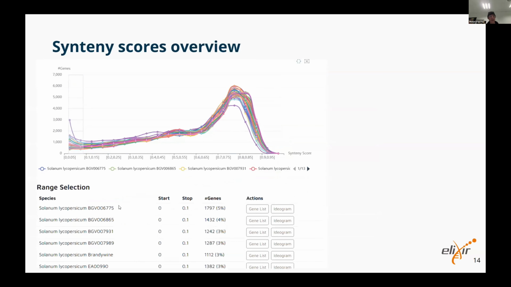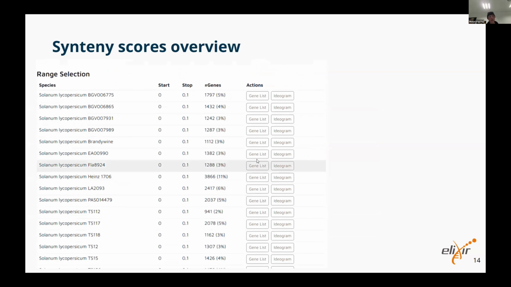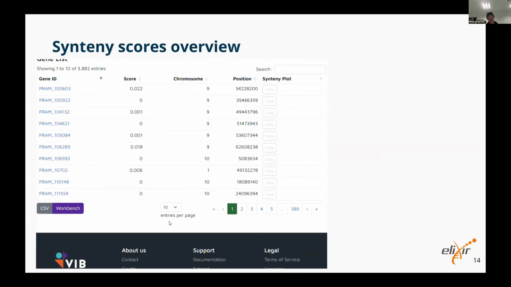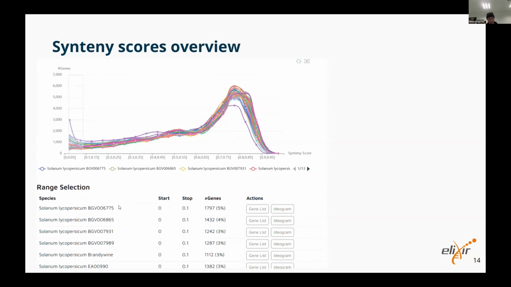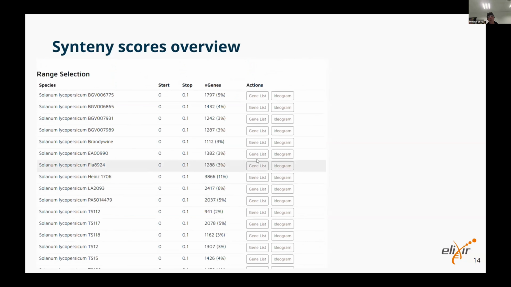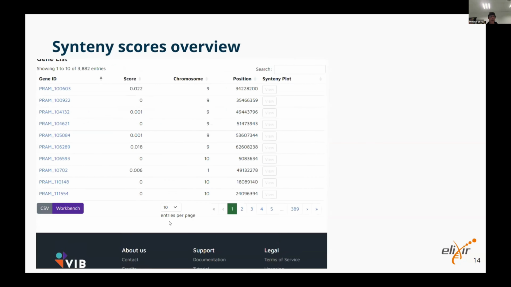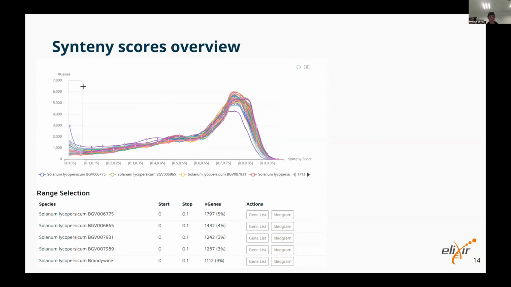This plot as well is fully interactive, so what you can do is select a region. This gives a list of bins, which can then be clicked on, where you can then provide the gene list. And this gene list is once again fully exportable and so forth.